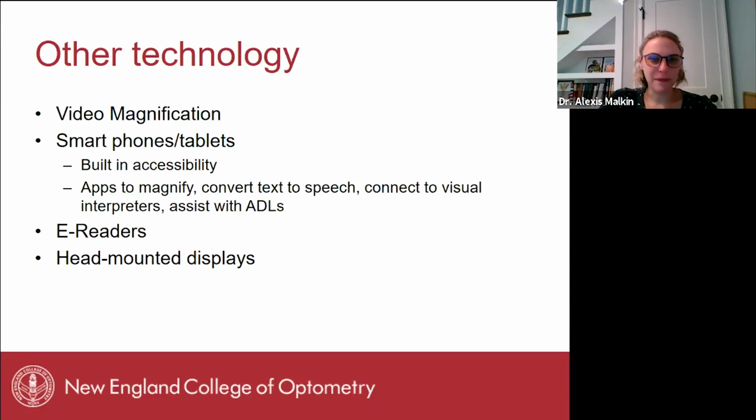And a lot of people are starting to inquire about head-mounted displays. I use head-mounted displays somewhat often in my clinic, but for more specific goals. I try to start with the more basic tools, the hand magnifiers, optical solutions if I can. And I jump to things like video magnification and head-mounted displays for the patients who can't meet their goals with more standard optical devices.